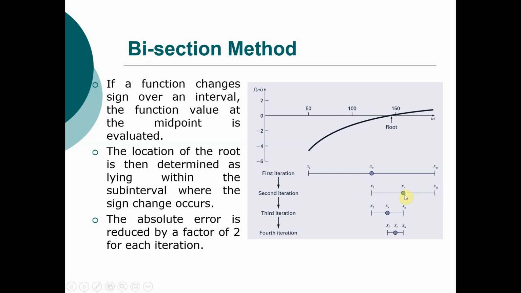Again, we find the midpoint. The midpoint is positive, right? So we know that our root has to be between these two ends of the interval, and we keep doing it. The error is reduced by a factor of 2 at each iteration, right? So basically x_l and x_u get close to each other until this interval is small enough that we can say, okay, our root is here. x_l and x_u are very close to each other, right?